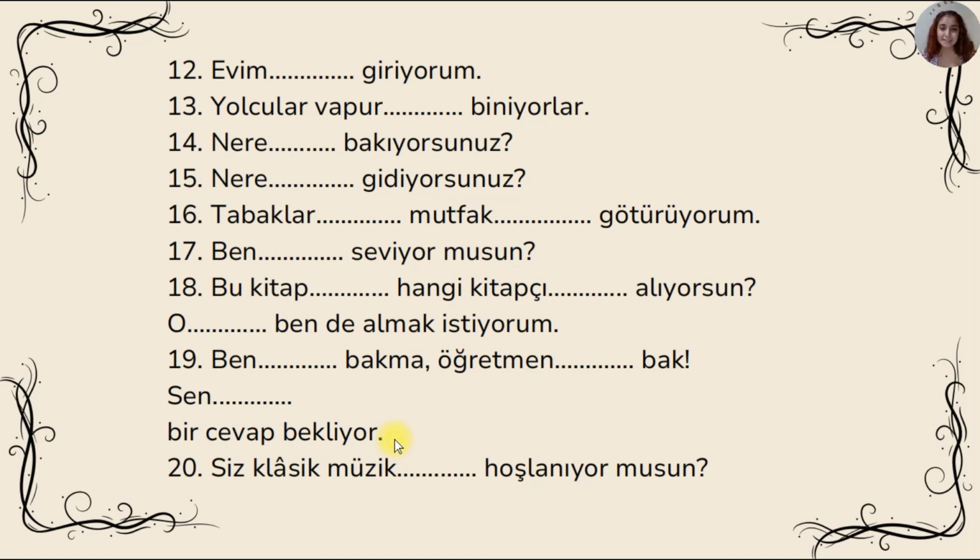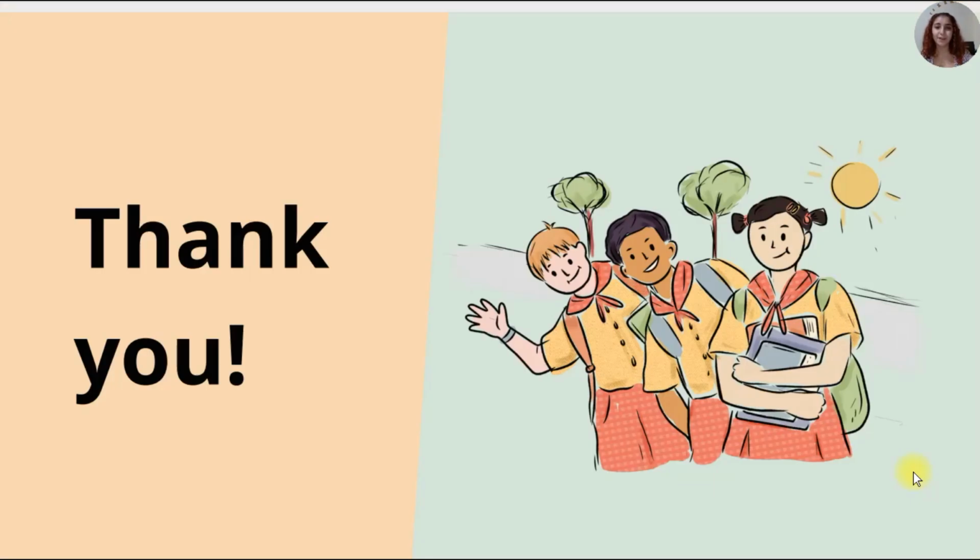Okay, and the last one. Siz klasik müzikten hoşlanıyor musunuz? It's supposed to be hoşlanıyor musunuz? I wrote it wrong, my fault. It's supposed to be sen klasik müzikten hoşlanıyor musun? Or siz klasik müzikten hoşlanıyor musunuz? I just realized that, my bad. It's supposed to be sunuz, depending on the siz subject. Sorry for that.